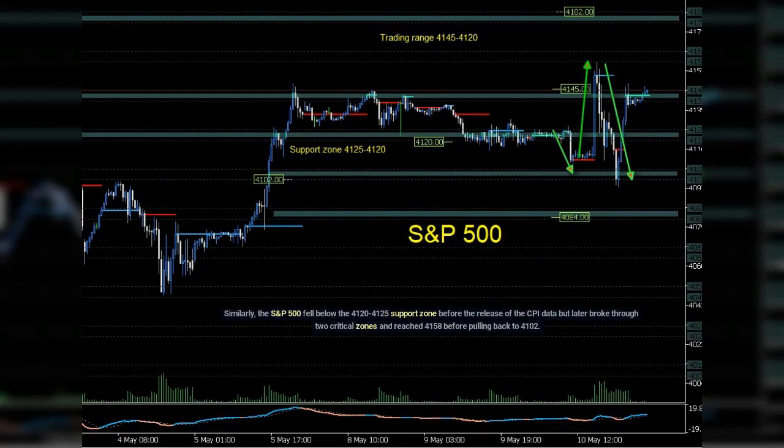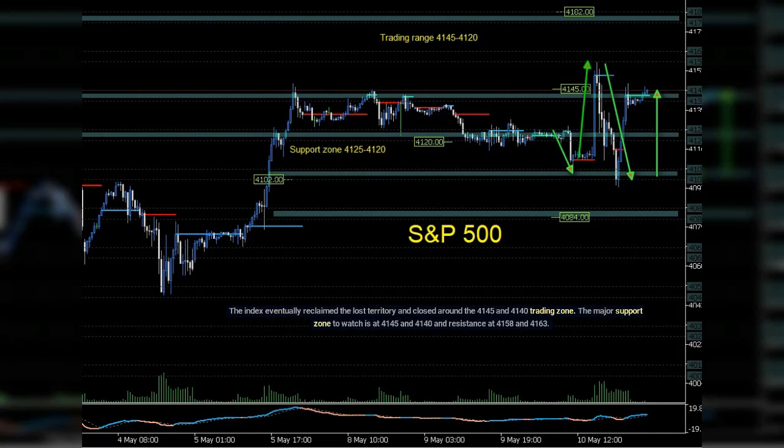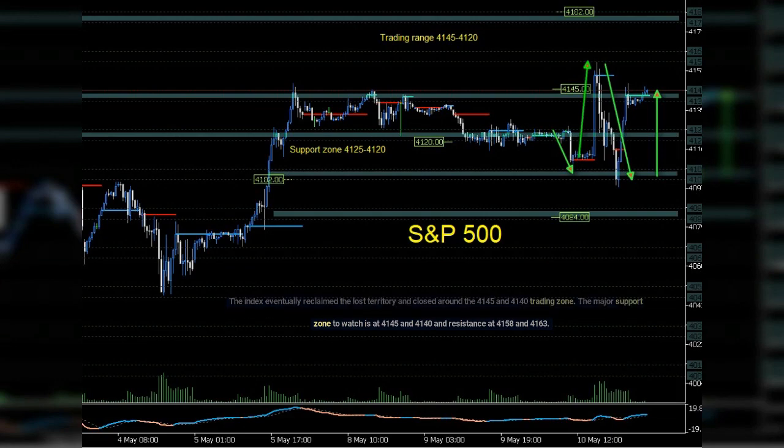Similarly, the S&P 500 fell below the 4120–4125 support zone before the release of the CPI data but later broke through two critical zones and reached 4158 before pulling back to 4102. The index eventually reclaimed the lost territory and closed around the 4145 and 4140 trading zone. The major support zone to watch is at 4145 and 4140 and resistance at 4158 and 4163.